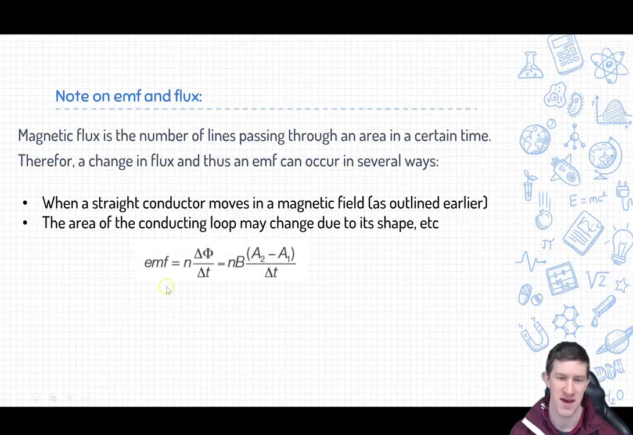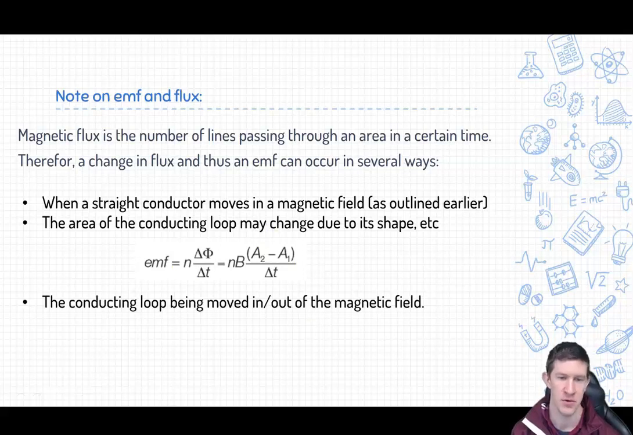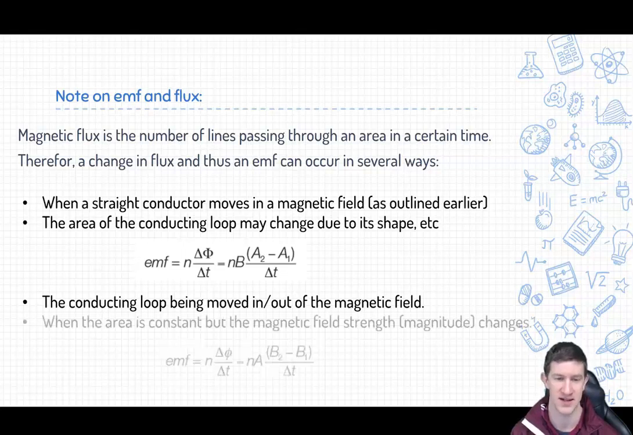So if the EMF is n times delta phi over delta t, then we could break this down, remembering from the formula for flux, it's the magnetic field strength times the change in area over the change in time. So if we change the area of our net, of this loop, then the flux is going to change, and the EMF is going to change. If we move the conducting loop in or out of the magnetic field, that's going to affect it, because we've now got a moving conductor.